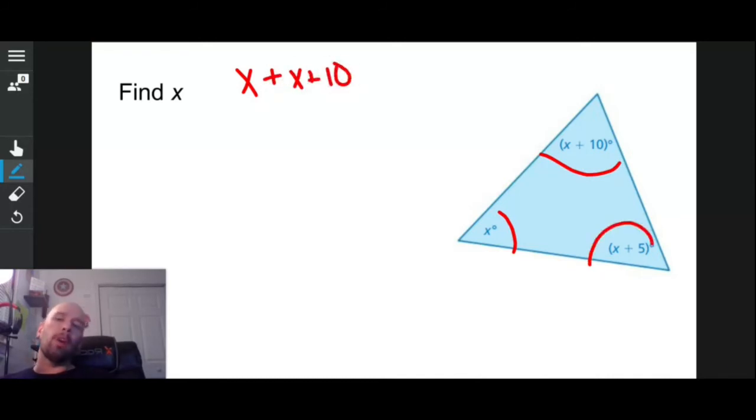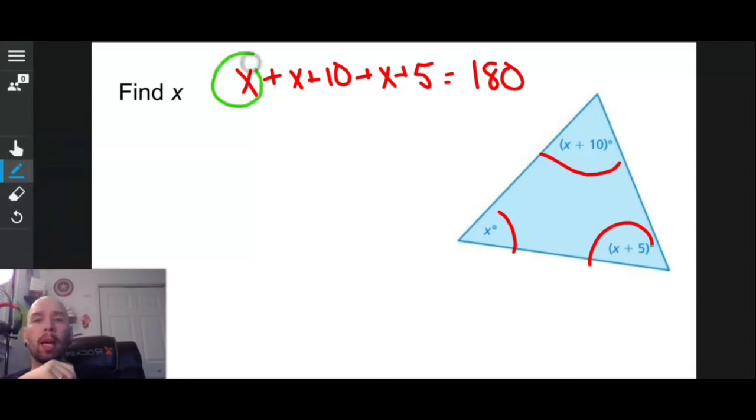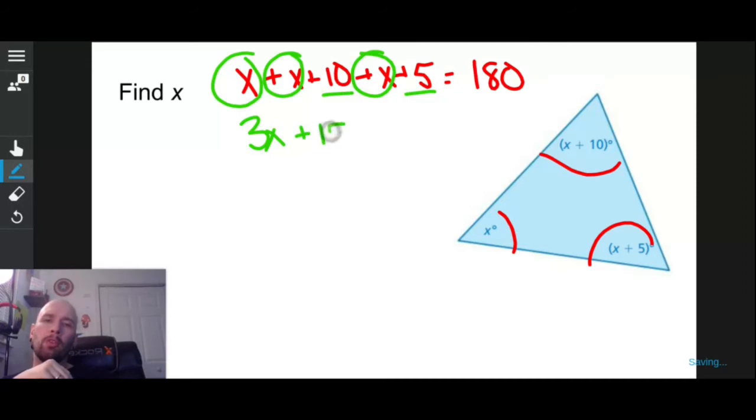Plus x plus 5. No need for those parentheses because I'm just adding. It's going to equal 180. Not 360. The last one was 360 because it's a quadrilateral. It's 180 because it's a triangle. Combine the three x's on the left. x plus x plus x is 3x. Combine the regular old constants on the left too. That gives me 3x plus 15 equals 180.